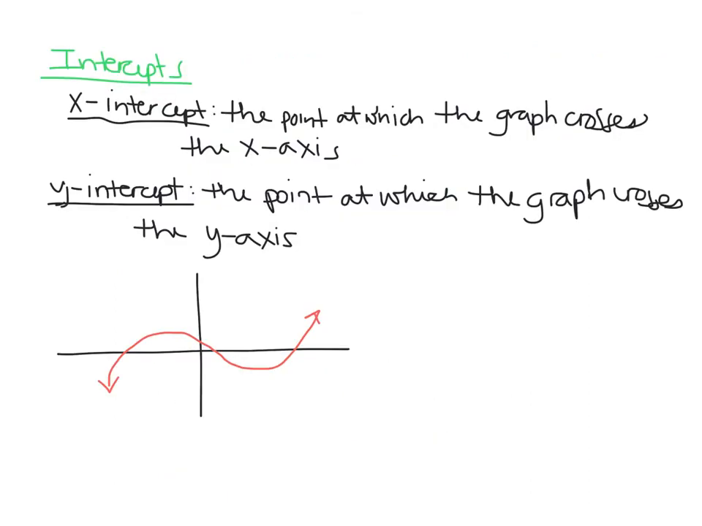So next thing that also should be reviewed are the x-intercept and the y-intercept. So the x-intercept is the point at which the graph crosses the x-axis. Keep in mind the x-axis is the horizontal one. Y-intercept is the point at which the graph crosses the y-axis, which is the vertical axis. You also can find the x-intercept by looking to see when y equals 0, and you find the y-intercept by looking to see when x equals 0. So go ahead, pause the video, and label the x and y intercepts on this graph down below.